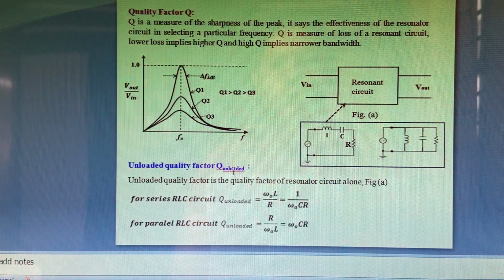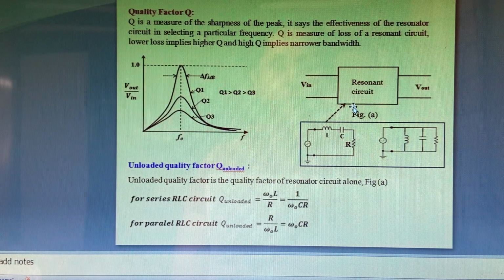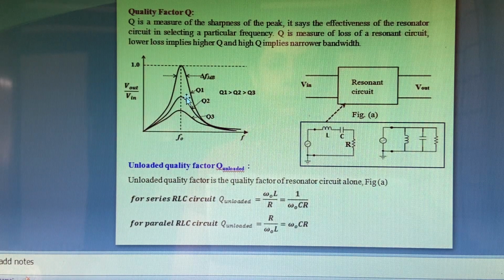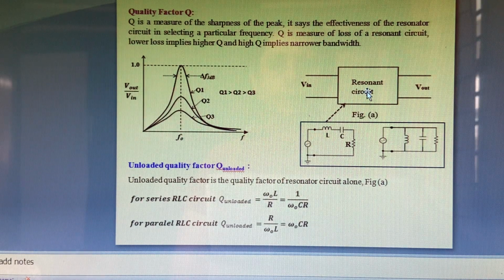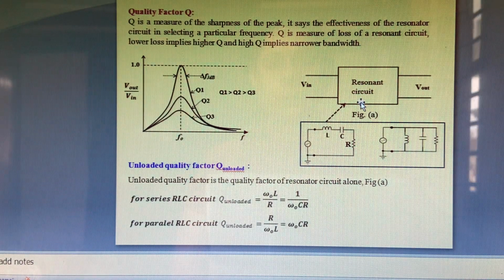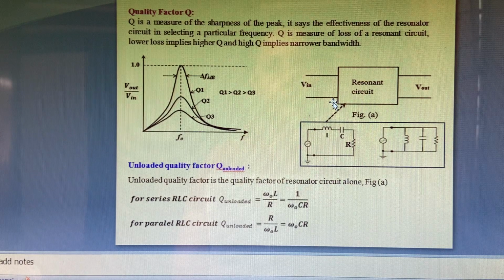And once we come across a resonator circuit, quality factor is a very important parameter. The quality factor indicates the selectivity of the resonator circuit, because it is used for selecting a particular frequency or generating a particular frequency. So this quality factor says how effective this resonator circuit is in selecting a particular frequency from the input complex signal or in generating a particular frequency. The higher the value of the quality factor, the better the selectivity.